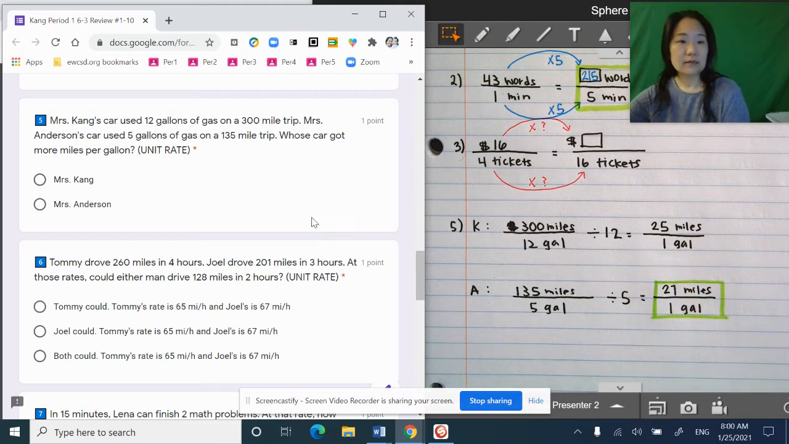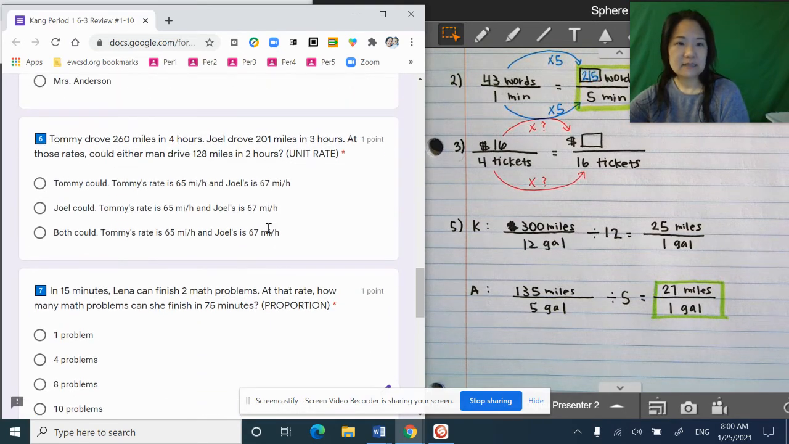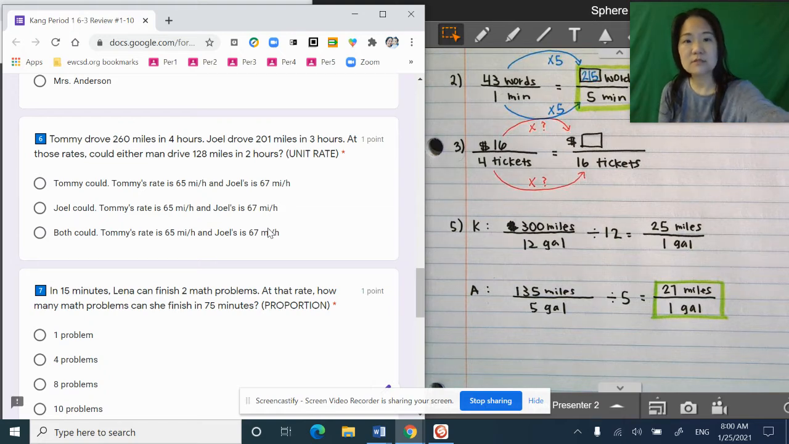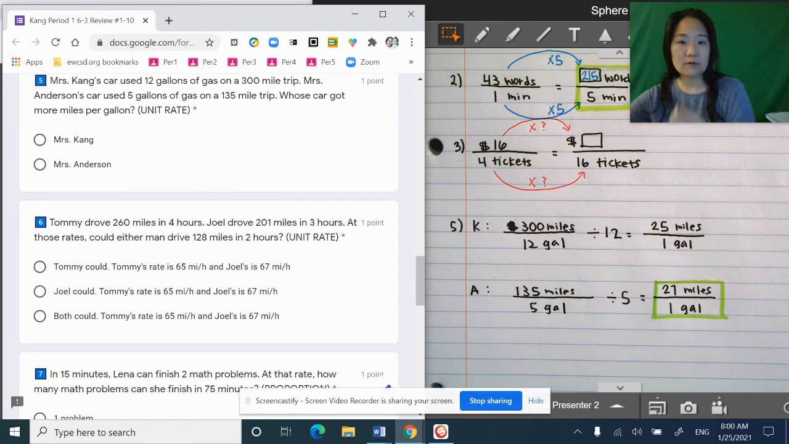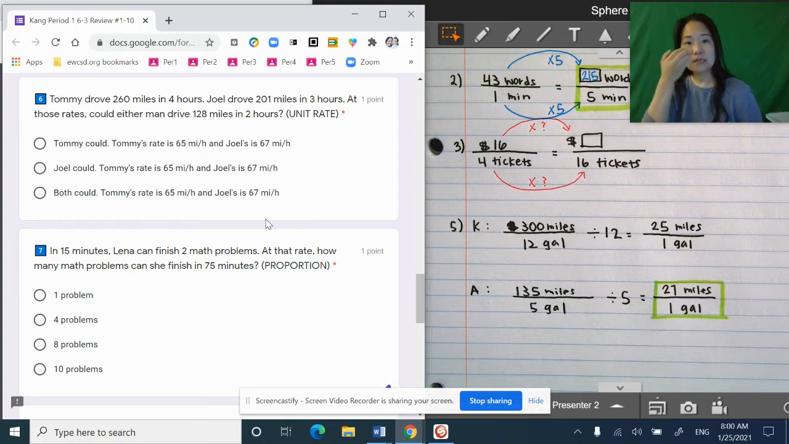Okay. All right. Now, number 6. Tommy drove 260 miles in 4 hours. Joe drove 201 miles in 3 hours. At those rates, could either man drive 128 miles in 2 hours? Parentheses, unit rate. That means use unit rate again.